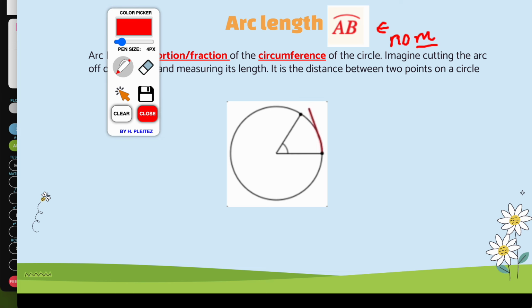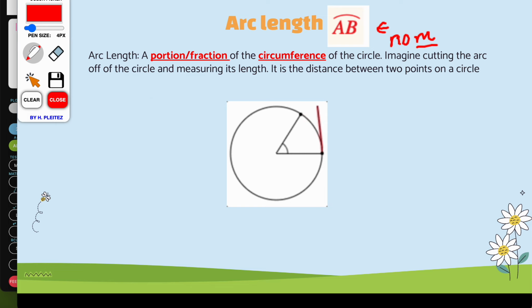So if you see two letters with an arc over it, it's talking about the arc length. Now, arc length is again a portion of the circumference, but it's different. It's not talking about angles anymore. Arc lengths are going to be distances. So again, I like to think about running. So let's say you start at this point A here, and you run on a perfectly circular track, and you end up at point B, right?